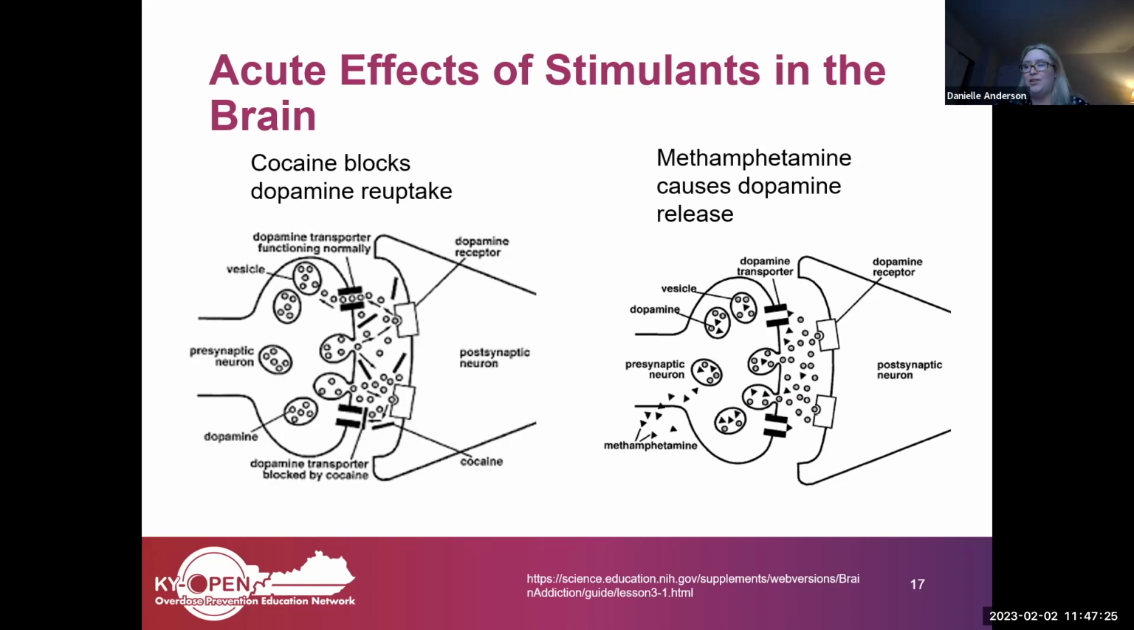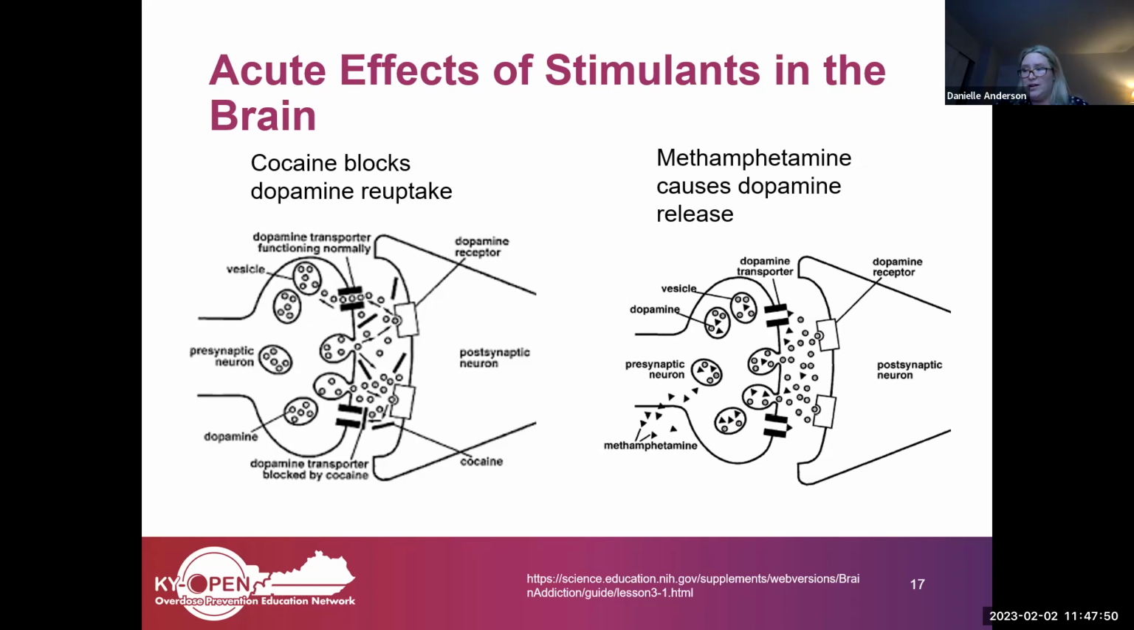Effects of stimulants on the brain. We're going to talk about how these stimulants work. Dopamine is a neurotransmitter I mentioned before. It's released during pleasurable situations. Dopamine release is normal and occurs when we eat, have sex, or play video games. Dopamine is also involved in the reward pathway, which drives the continued use of substances.